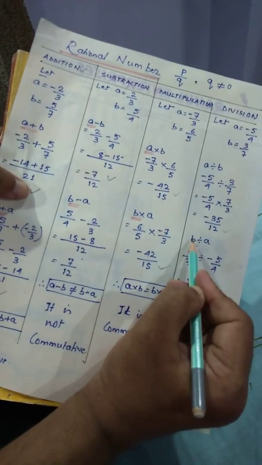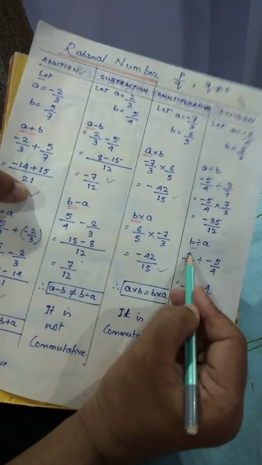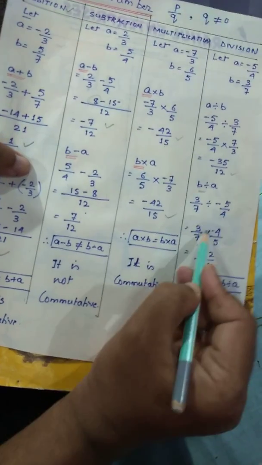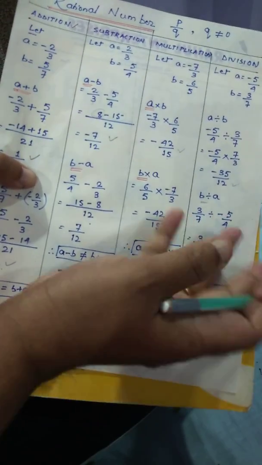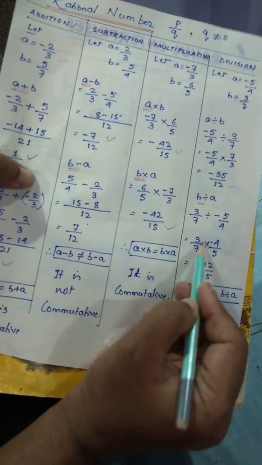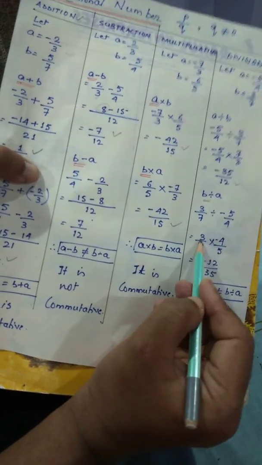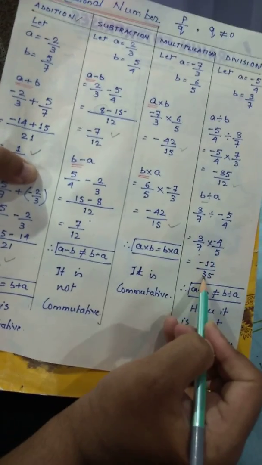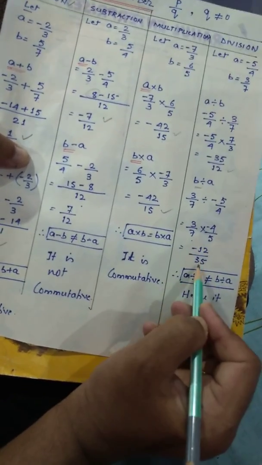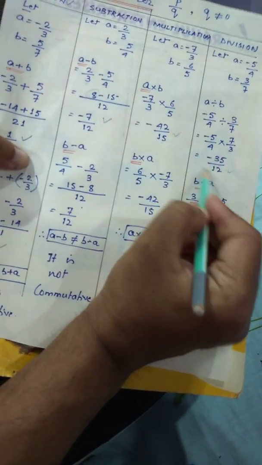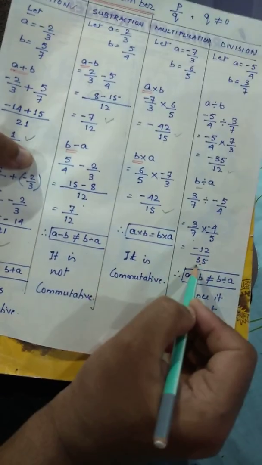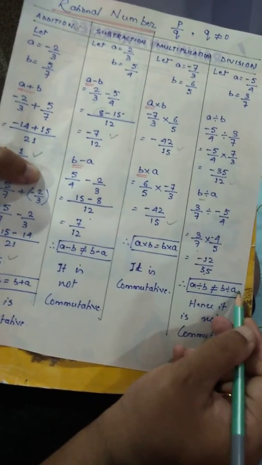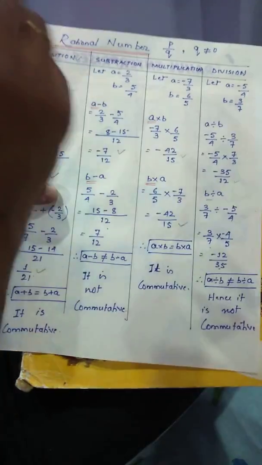Now change the order, that is B divided by A now. So B is 3 by 7 and A is minus 5 by 4, isn't it? Now again we'll change this division sign into multiplication sign. So this particular fraction will be reciprocal. So 3 by 7 into minus 4 by 5. So when we multiply it, 3 into minus 4 is what? Minus 12 and 7 fives are 35. So the answer is minus 12 by 35. So if we compare the answer, both the answers are not matching. So we'll say A divided by B is not equals to B divided by A. So division is not commutative for rational numbers.